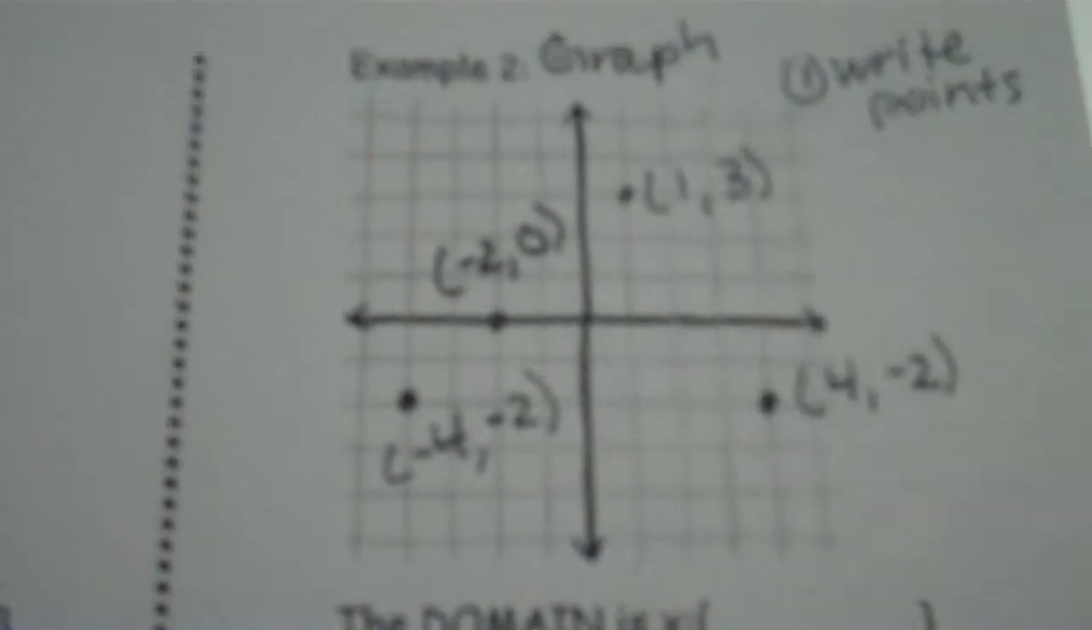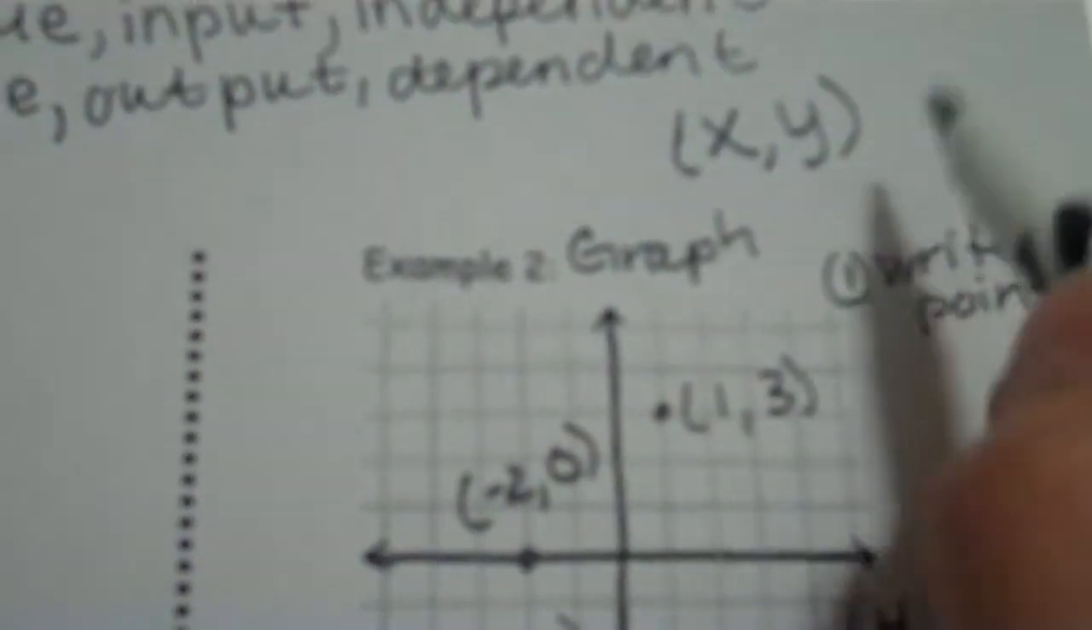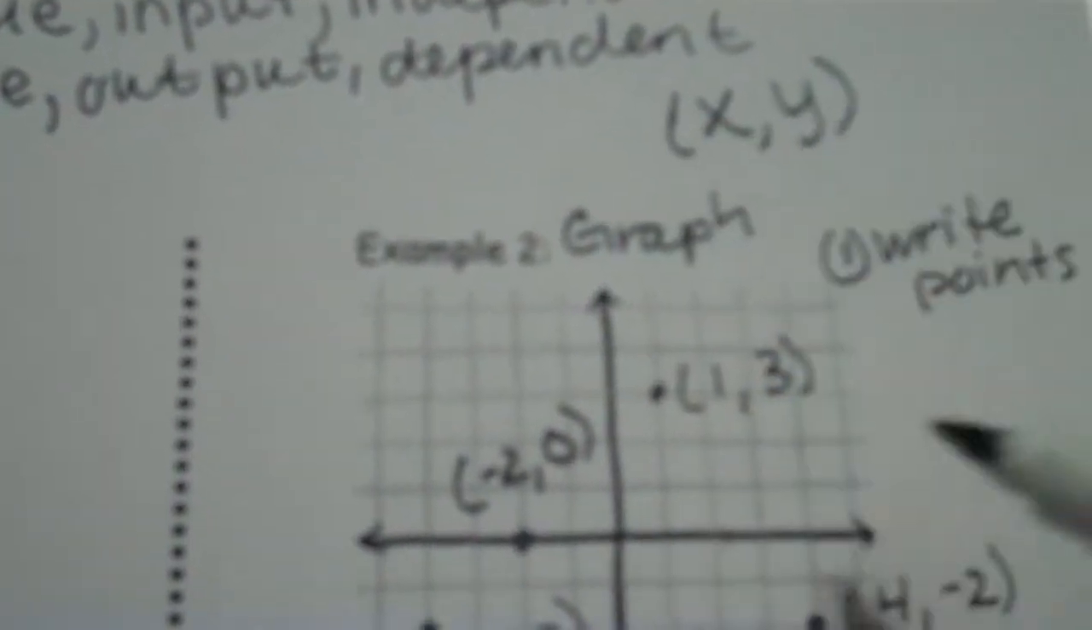All the x values are the first. If for some reason you don't know, you should know, but if not, the first one's x and the second one's y. So the first one's the domain, the second one's the range. So look at your x values. Okay, so negative 4, negative 2, 1, and 4. The smallest one is negative 4. So negative 4. Then the next one is negative 2. Then 1. Then 4. So I put them from least to greatest.